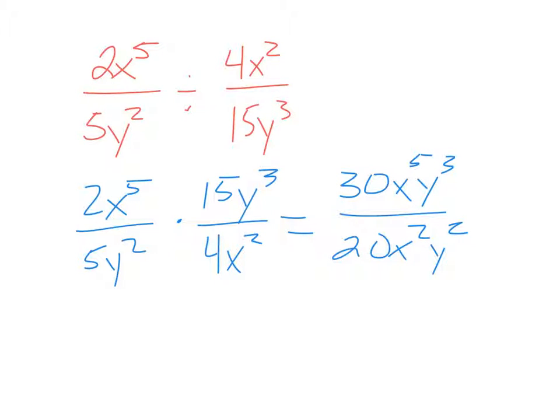Simplify on the right. All right, so then 30 over 20 simplifies to what? 3 over 2. x to the fifth over x squared is x to the third, and that's in the numerator, right? You cancel 2 in the denominator, 2 in the numerator. What about the y's? Is there anything else we can do? All right, there you go.